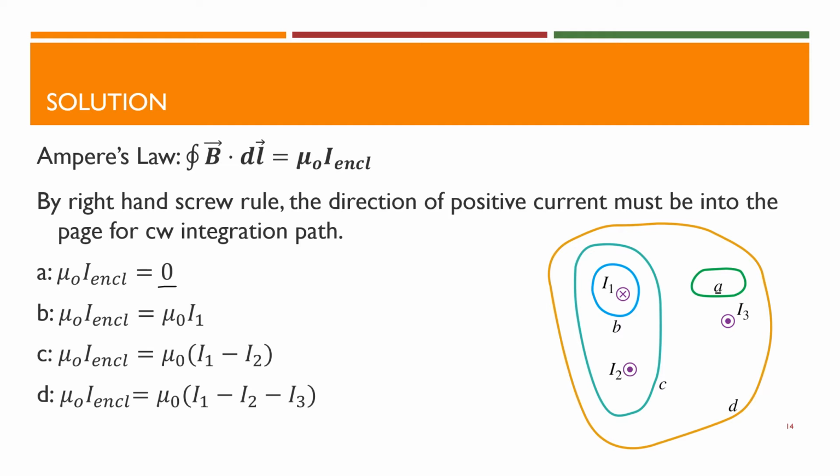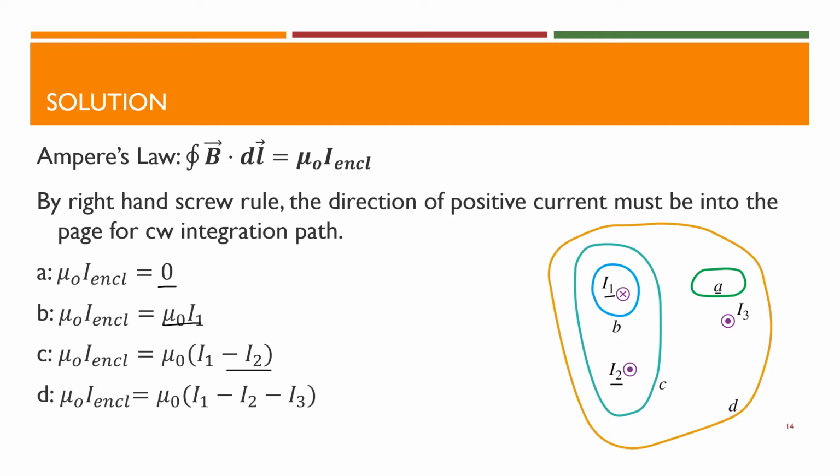So path B encloses I1, which points into the page, denoted by the symbol. However, if we have a clockwise integration path, into the page is the direction of positive current. So there's mu naught I1 here. Okay. Path C encloses I1 and I2. Okay, so I2 points out of the page, so it now bears a negative sign.